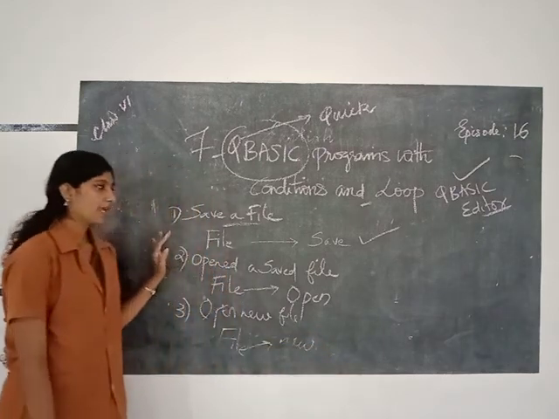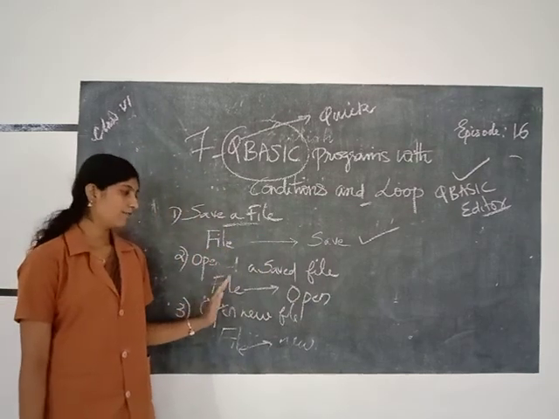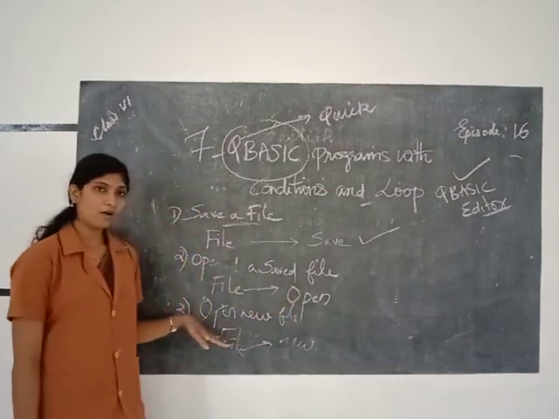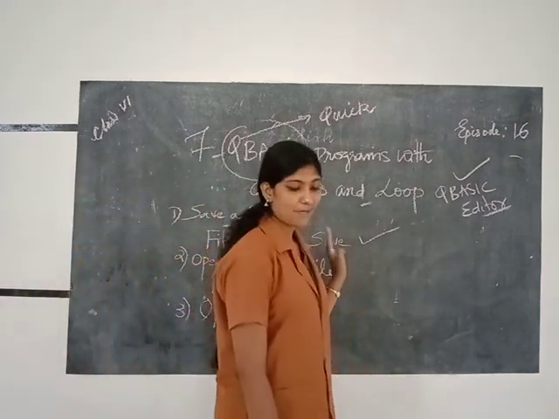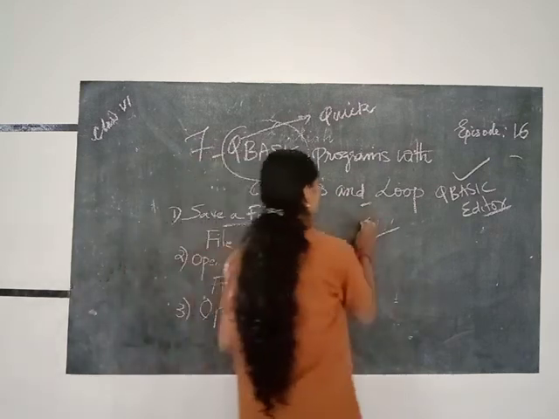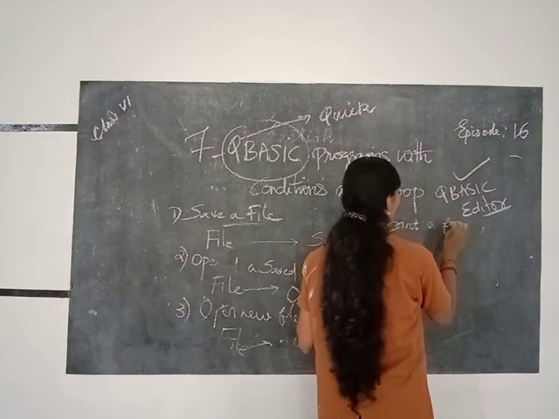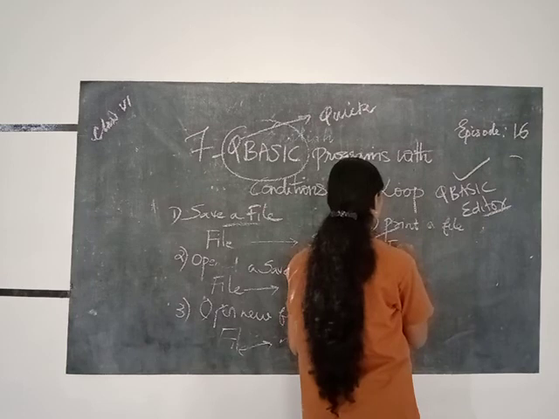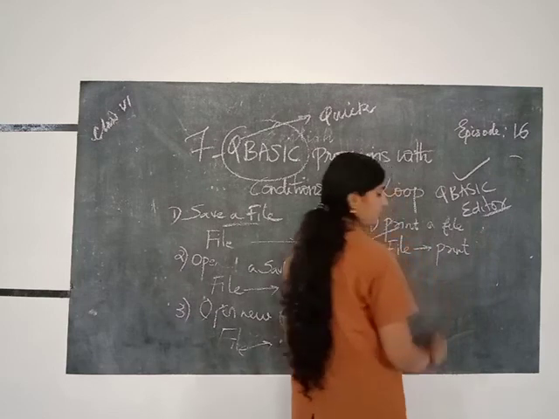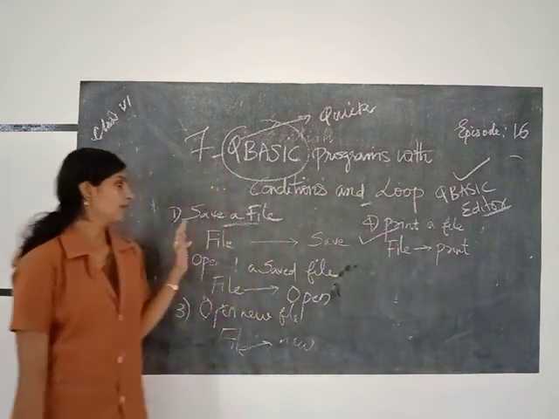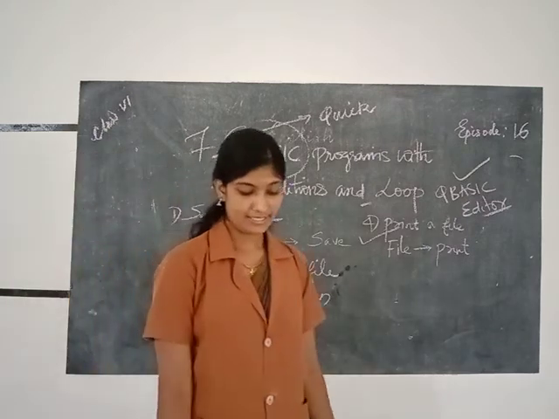Once again, how to save a file? File, Save. How to open a saved file? File, Open. How to open a new file? File, New. Then the fourth command is print a file. That is File, Print. Saving, opening, opening a new file, printing a file.